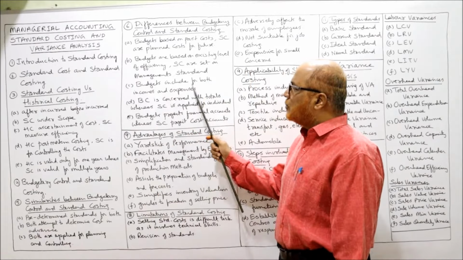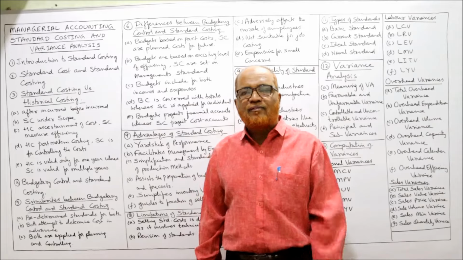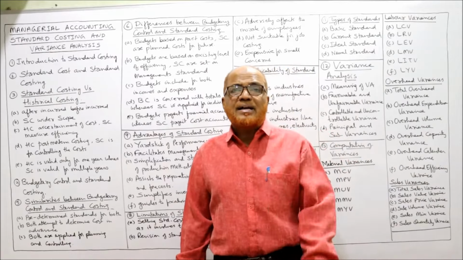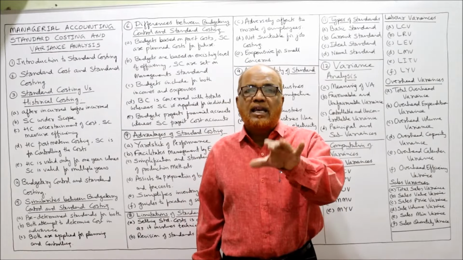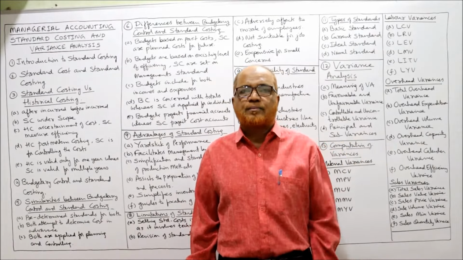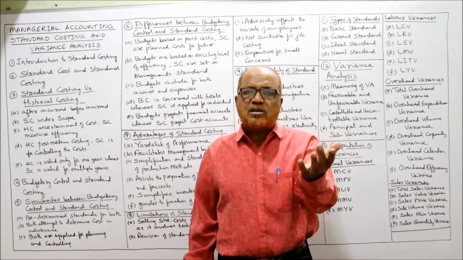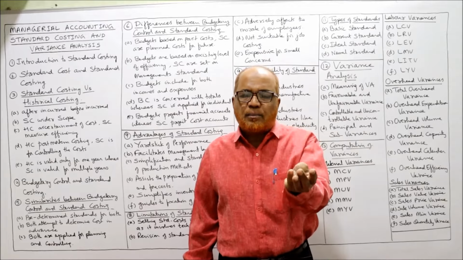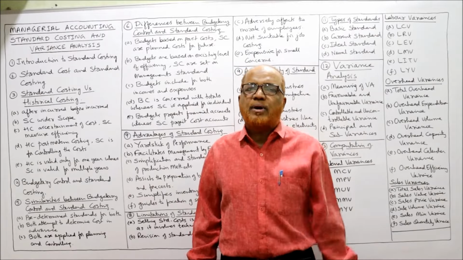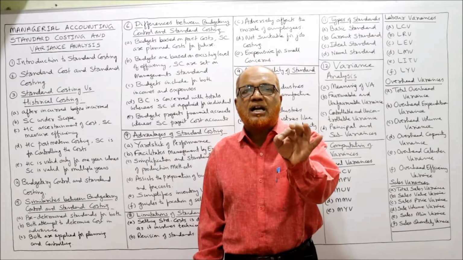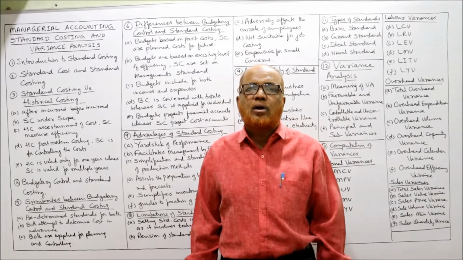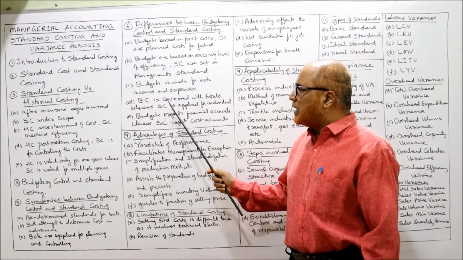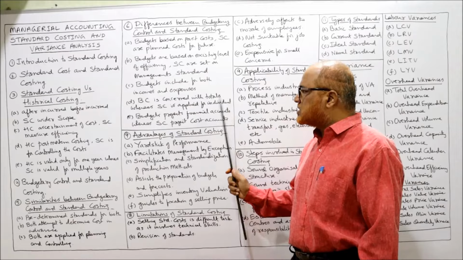Next one, budgets include both incomes and expenses. One more difference between budgetary control and standard costing is budget is prepared for all the items: income, expenditure, profit. When we calculate both income and expenditure, we can get the profit. So we can make the budget for incomes, we can make the budget for expenditure, and also we can make the budget for profit, whereas standards are made only for cost. Only for cost.